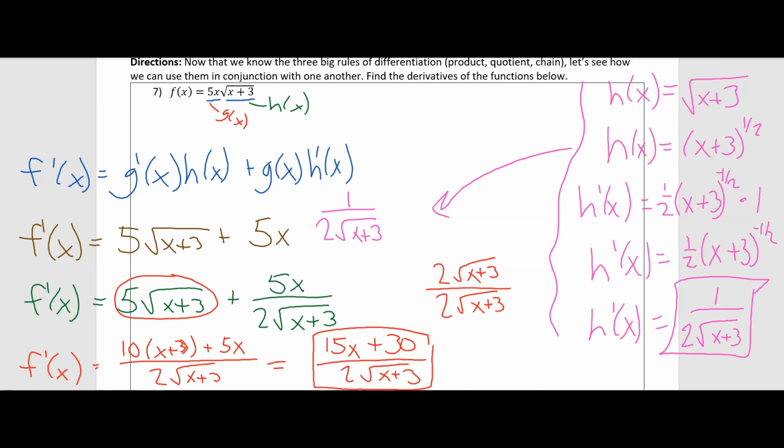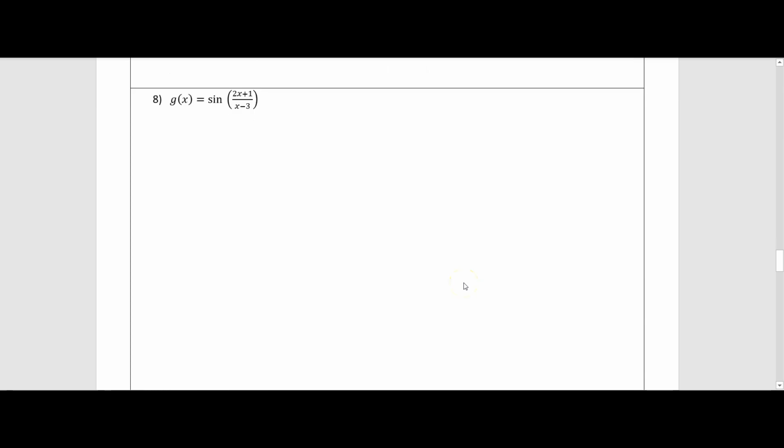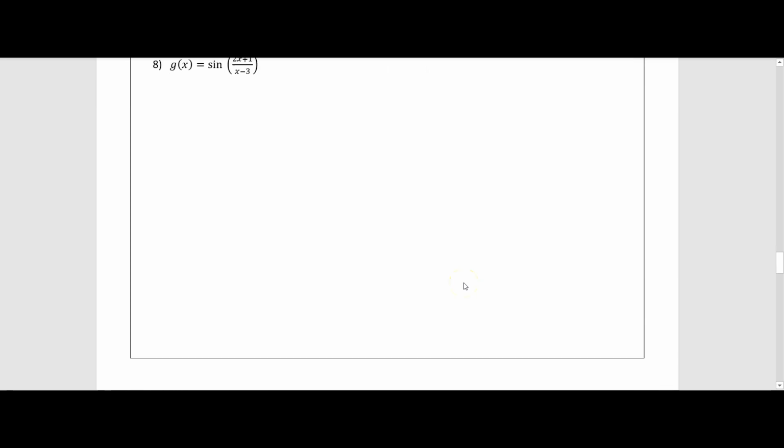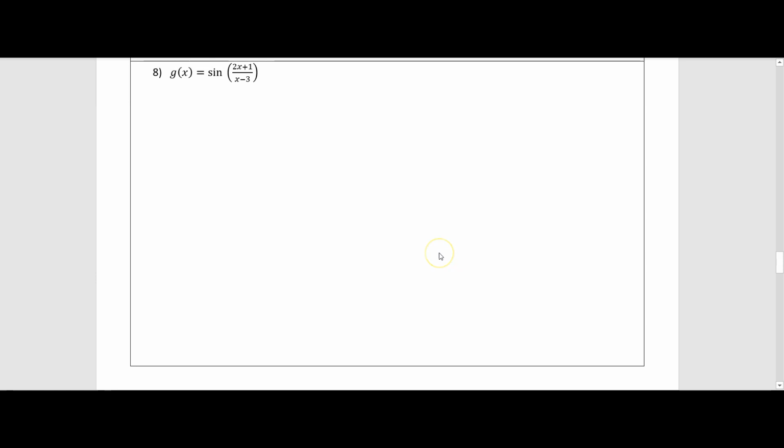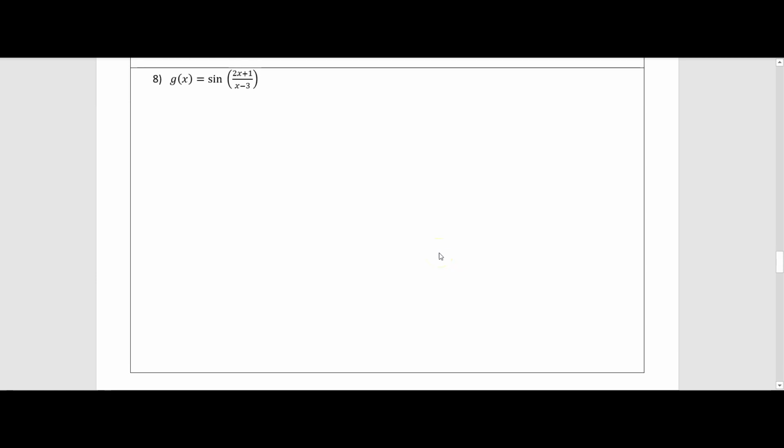All right, on to number 8. I'm going to erase this. Number 8 has a little trig function for us. So this one also requires two rules. The difference is we have a quotient rather than a product. So we have a chain rule because we have an inside function and an outside function.